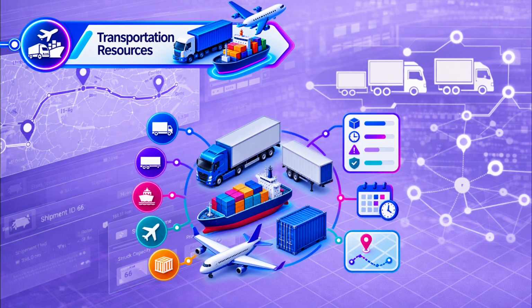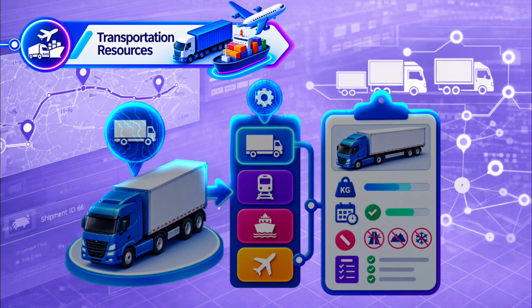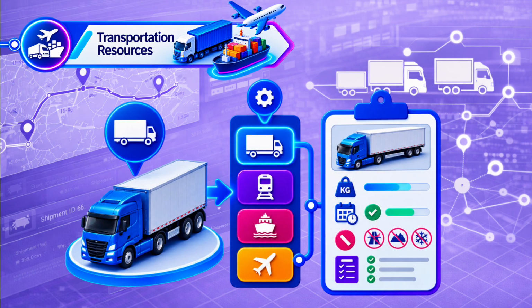Transportation resources represent the actual resources used to move the freight. This includes resources such as trucks, trailers, ships, aircraft, and containers. A resource is assigned to a means of transport and can contain detailed information such as capacity, availability, restrictions, and other planning characteristics. This information can then be considered during transportation planning.